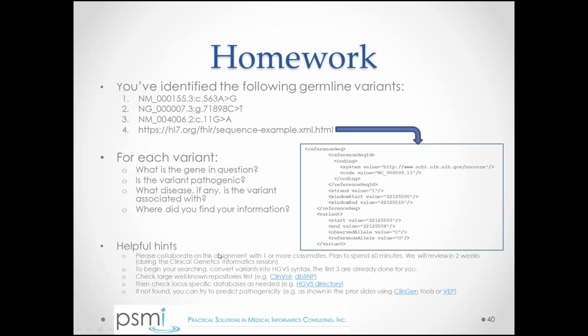Here's the scenario for the homework assignment. You've identified the following germline variants, and there are 4 of them. The fourth one, in fact, is just the example, the fire example. For each one of these 4, I want you to figure out what the gene in question is, whether the variant is pathogenic, what disease, if any, the variant is associated with, and where you found your information.